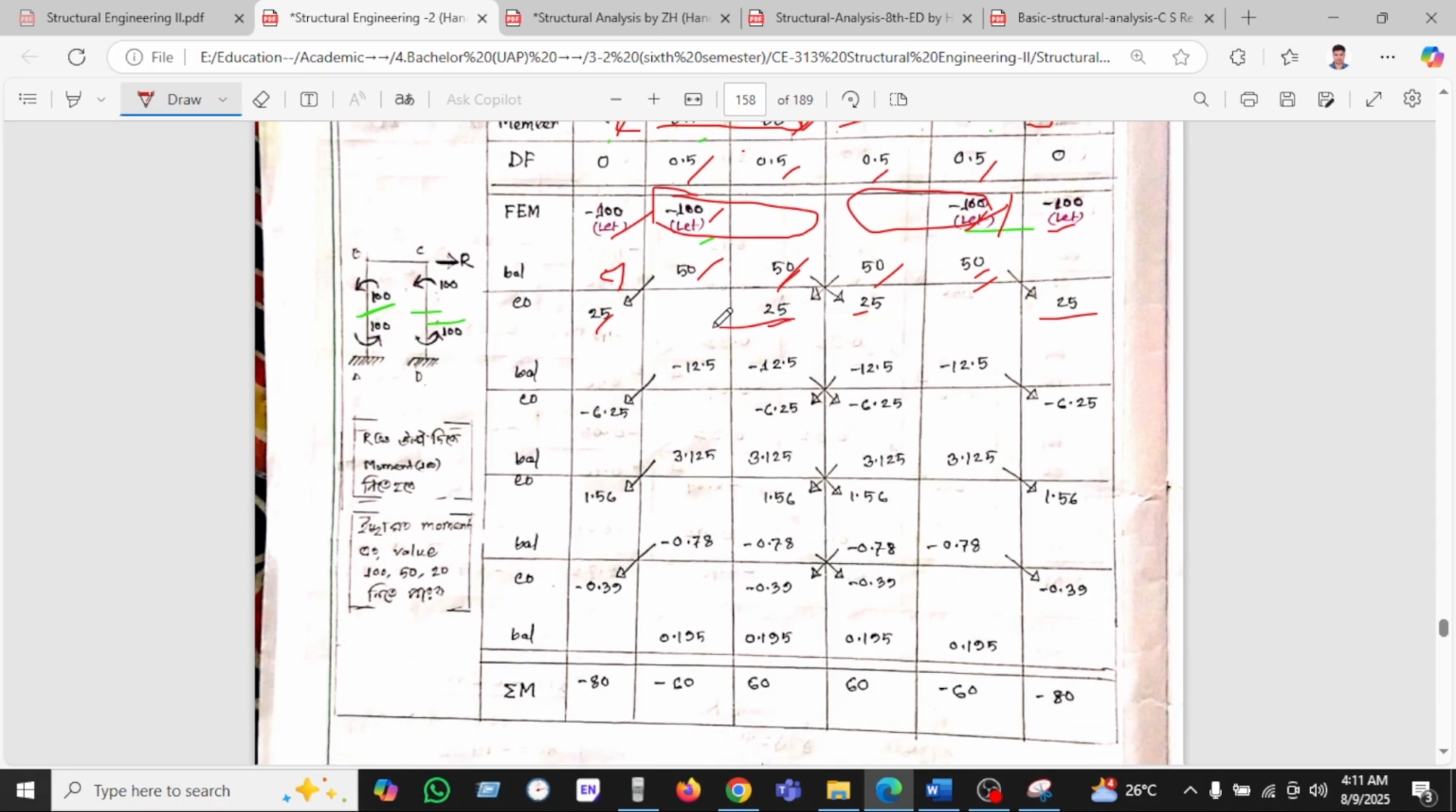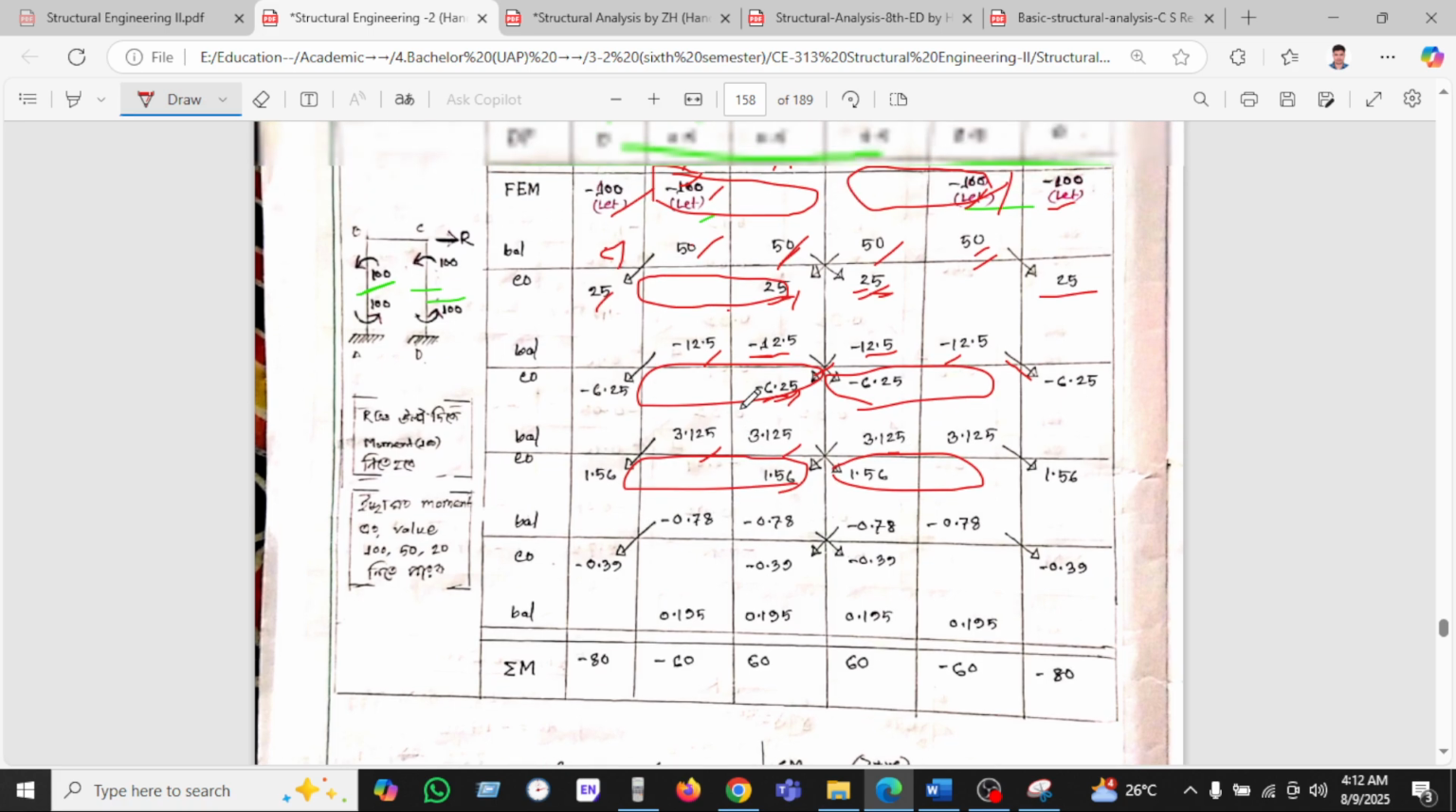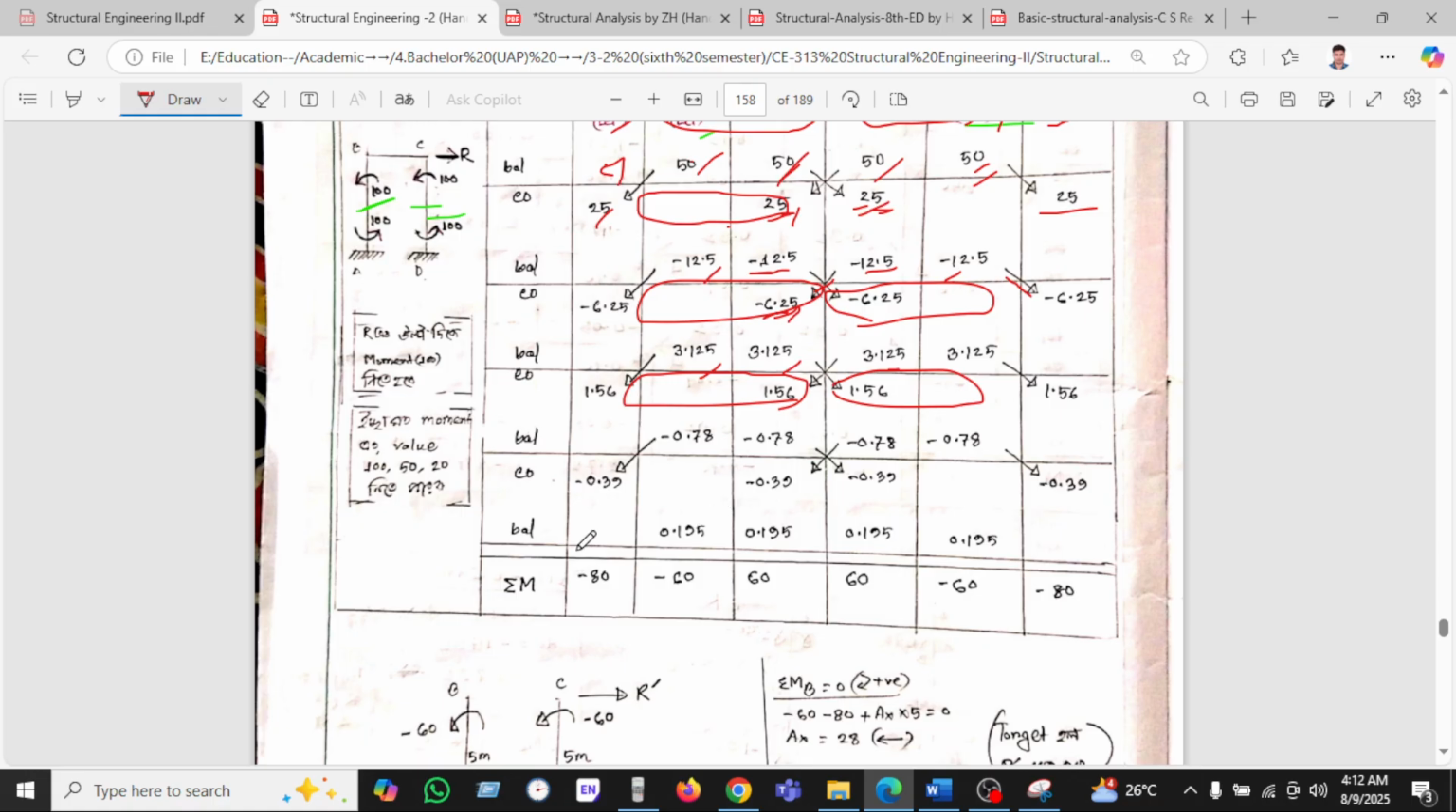In the second step, 25 into 0.5, which is 12.5, and the same way 25 into 0.5, this is the distribution factor multiplied, gives 12.5 carryover also. In the same way, 6.25 into 0.5 equals 3.125 carryover. Then with the distribution factor we do trial after trial, and after that it will be close to 0, so you don't need more trials.